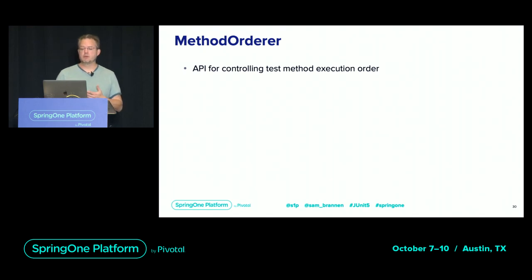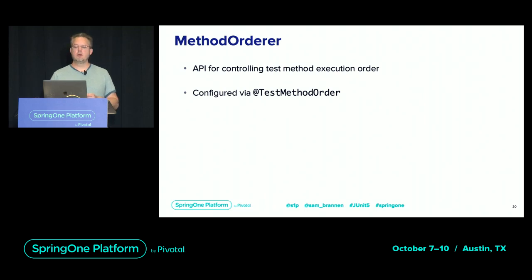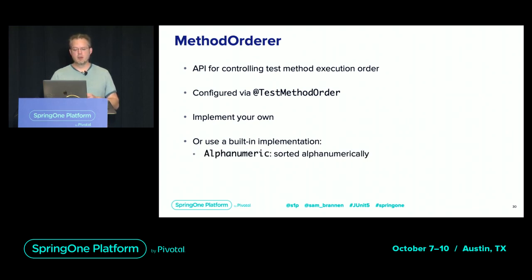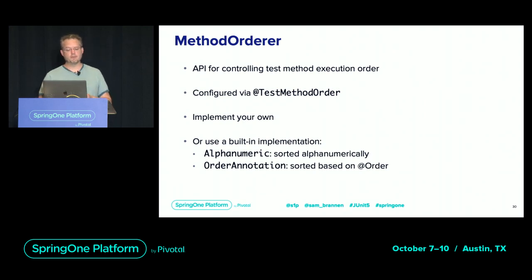That's an API for controlling the test method execution order, configured with an @TestMethodOrder annotation. You can implement your own, right? It's got an API here, or you can use one of the built-in ones, and we have a few that are rather popular. Alphanumeric just sorts alphanumerically based on the names of the methods, and optionally based on the parameter list if the methods have the same name, if they're overrides or overloads. OrderAnnotation, we have an @Order annotation as well, so you can explicitly specify that numerically, like order 1, 2, 3, 4, 5, if you want to be very explicit.